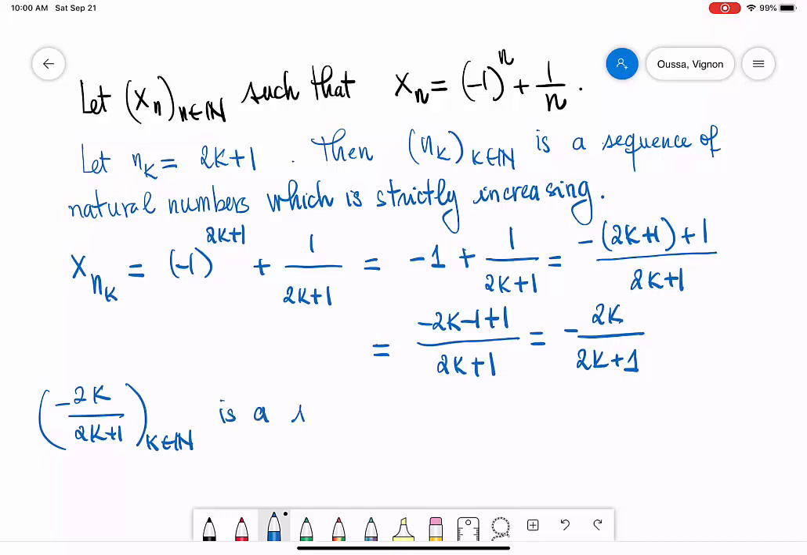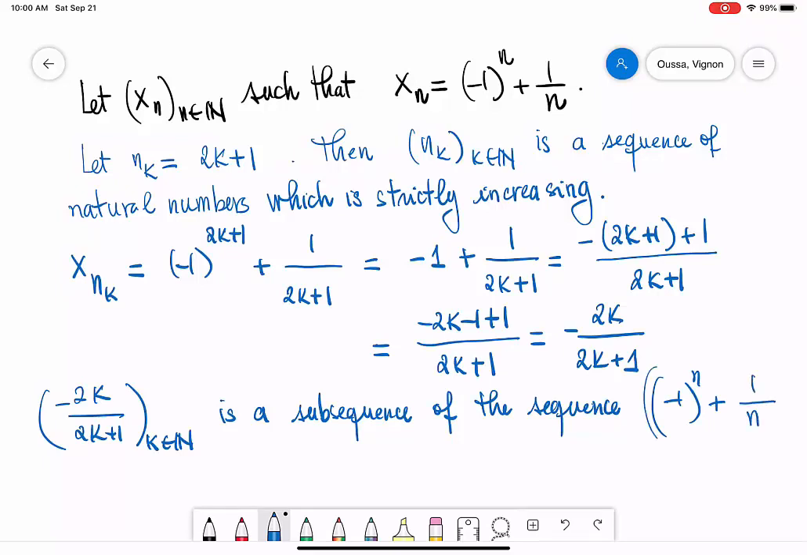In any case, this sequence, negative 2k over 2k+1, is a subsequence of the sequence ((-1)^n + 1)/n, where n is a natural number. Okay? All right, so the idea is because n_k is a strictly increasing sequence of natural numbers, then automatically x_{n_k} is a subsequence.